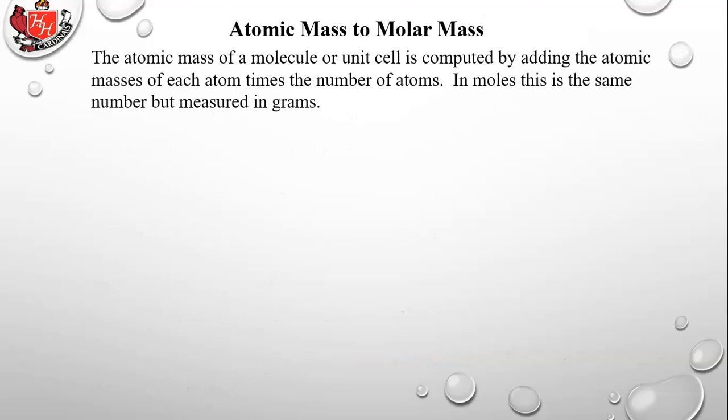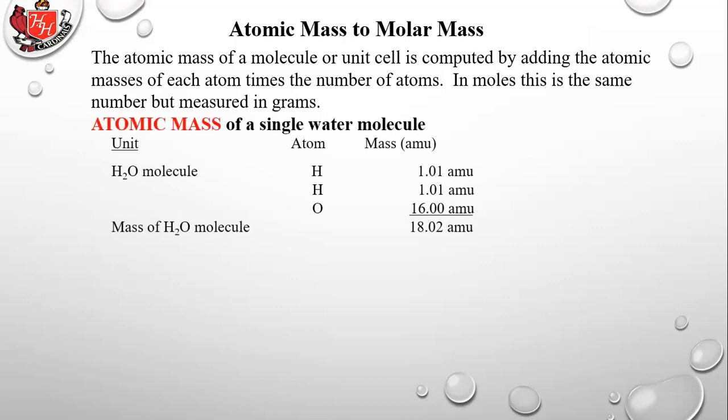The atomic mass of a molecule or unit cell is computed by adding the atomic masses of each of the atoms times the number of atoms. In moles, this is the same number, but measured in grams. So, atomic mass of a single water molecule. You have H2O, you have 2 hydrogens, each one is 1.01. You get that off the periodic table where the atomic mass is at the bottom of each entry. And then you have oxygen, which is 16. If you add that up, you get 18.02 atomic mass units for a single water molecule.